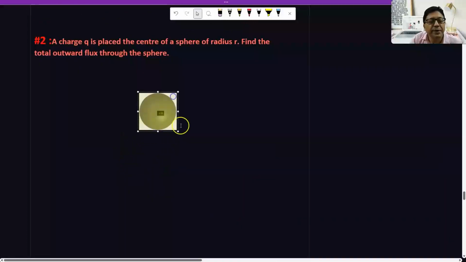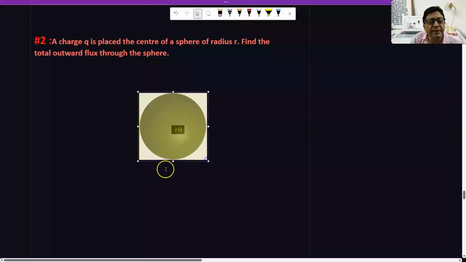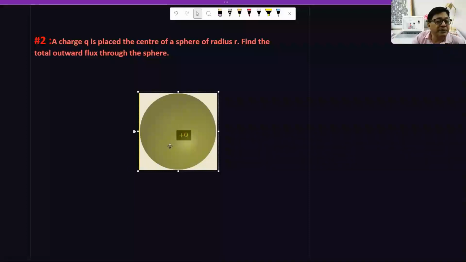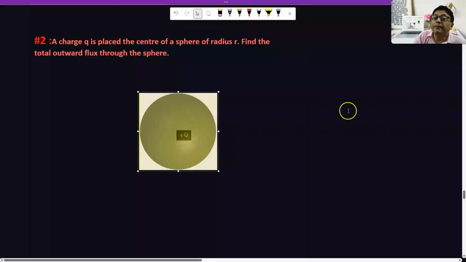Okay. Last class I took a heavy object in a uniform electric field. That was spherical, not a perfect sphere. So this time it is a perfect sphere, but not placed in a uniform electric field. Charge q is placed at the center of the sphere. Then you have to find the total outward flux.